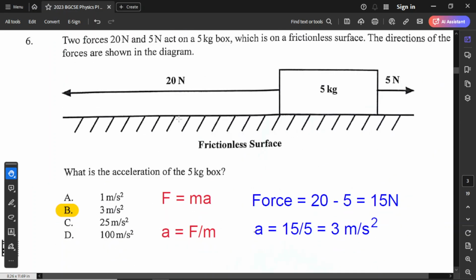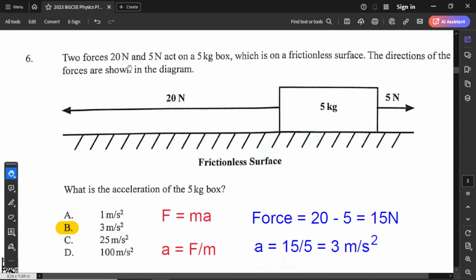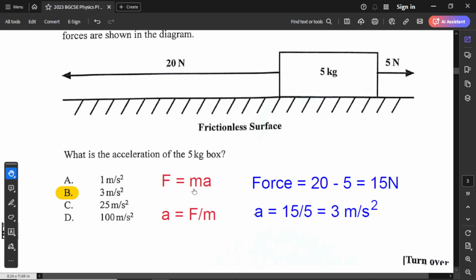For question number 6, it said 2 forces, 20 newtons and 5 newtons act on a 5 kg box, which is on a frictionless surface. It said the direction of the forces are shown in the diagram. And so if you notice that the 20 newtons is going towards the left, 5 newtons is going towards the right, and the box is 5 kg. It said, what is the acceleration of the 5 kg box? And so as we know that force is equal to mass times acceleration, therefore acceleration is force divided by mass.